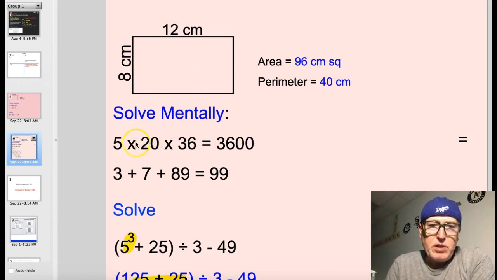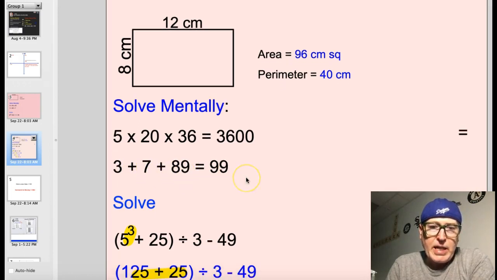Solving these guys mentally, well, if we switch the numbers around, we can get this to use the old commutative property, get to 5 times 20, which is 100, times 36 is 3,600. Same thing, here's some compatible numbers. If you add those first, 3 plus 7 would be 10, plus 89 would be 99.